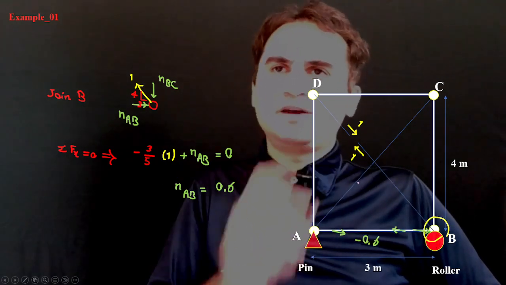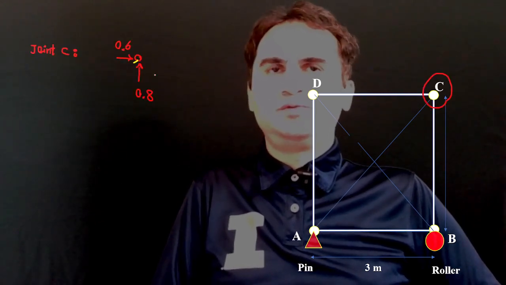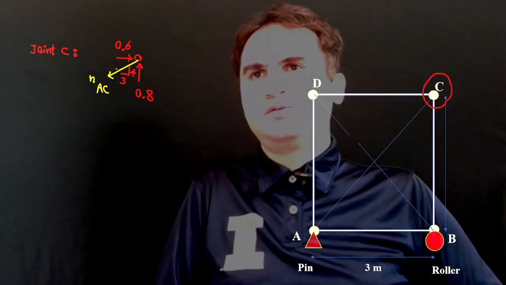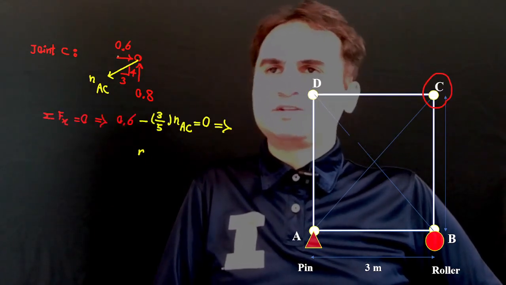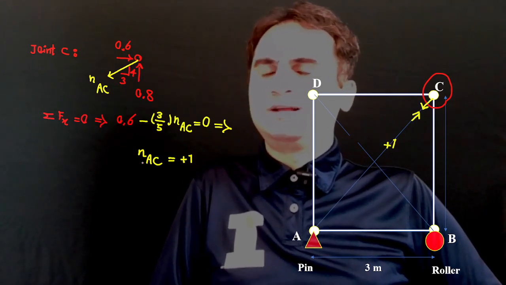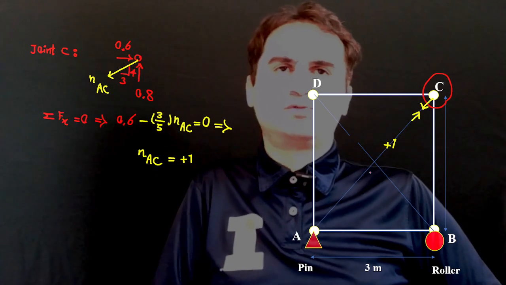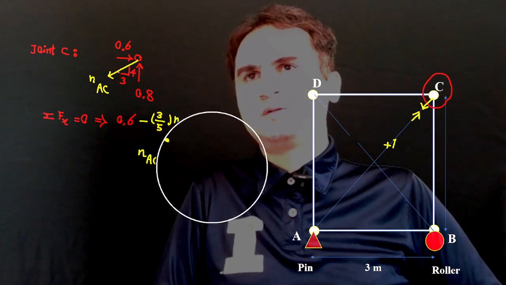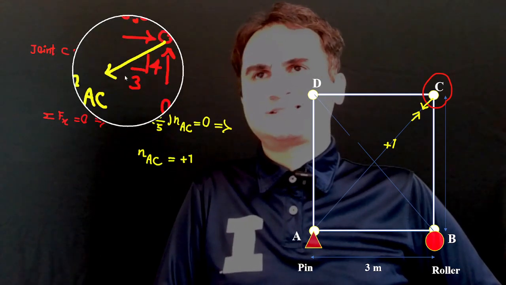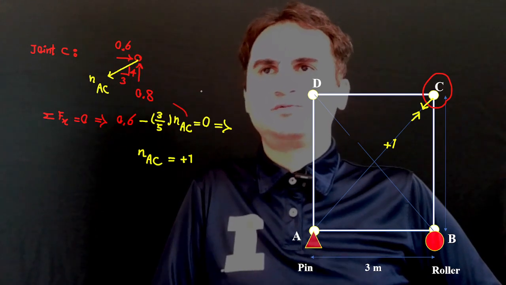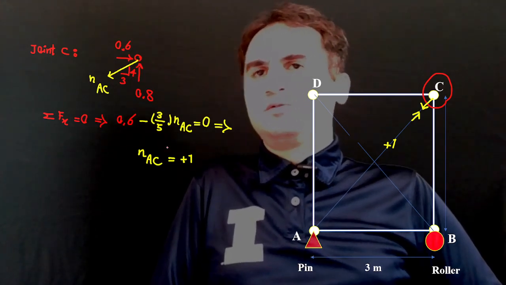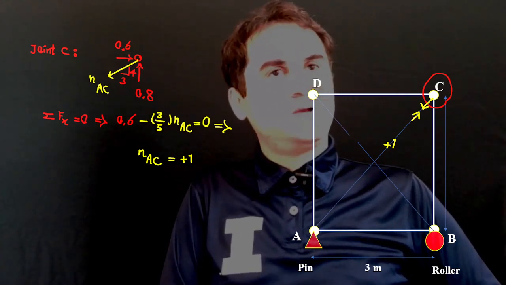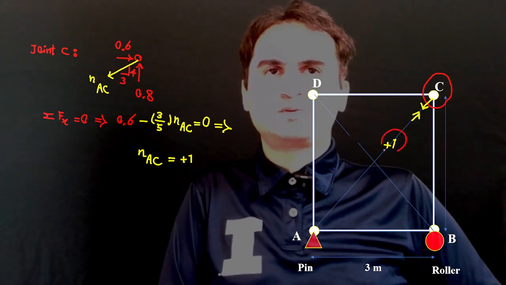As soon as you have that, you can go to the last joint, C here, and you have NAC with these two other forces, and it gives you the internal force of AC equal to positive 1. It pulls on the joint, as you can see in the figure, so positive just verifies that it's a pull. The joint at C should pull this member, so that's a positive 1.